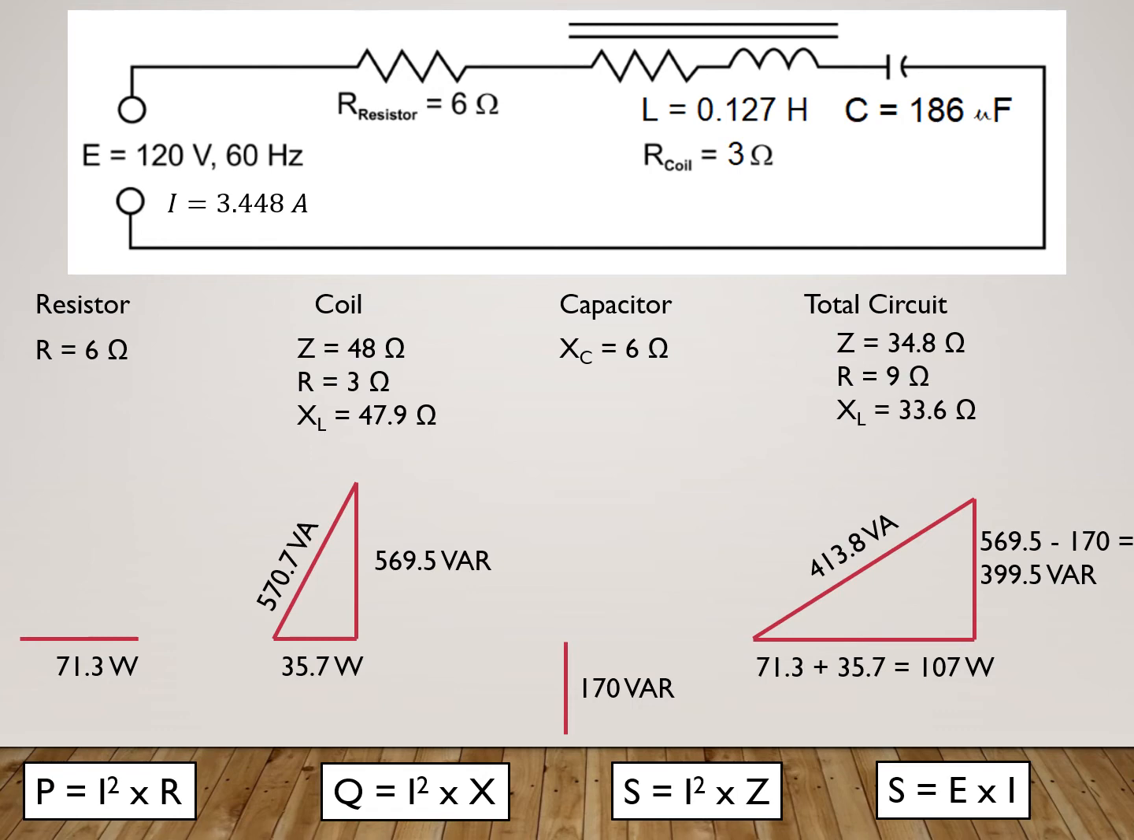You'll notice that my total VA is significantly less than my coil VA, and this is the advantage we have with capacitors. Because of that offset, I'm actually going to be pulling less power from the system, and that is to our advantage.